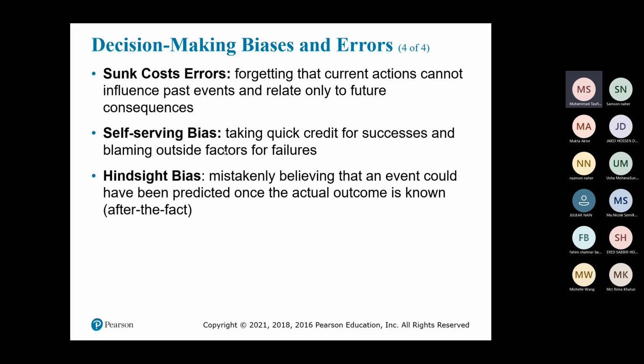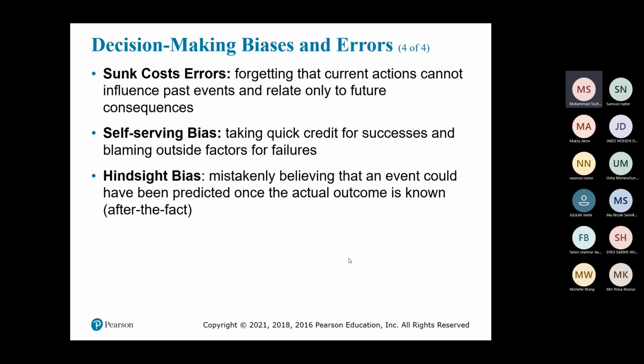when you are facing failures. And then lastly, the last mistake that will happen in the decision making process is hindsight bias, mistakenly believing that an event could have been predicted once the actual outcome is known. The hindsight bias is a tendency for decision makers to falsely believe that they would have accurately predicted the outcome of an event once the outcome is actually known.